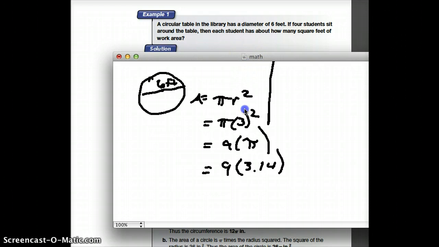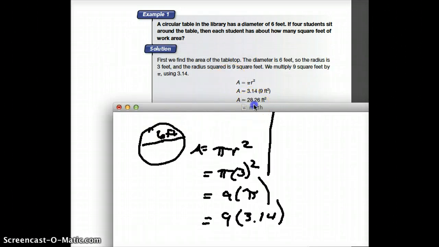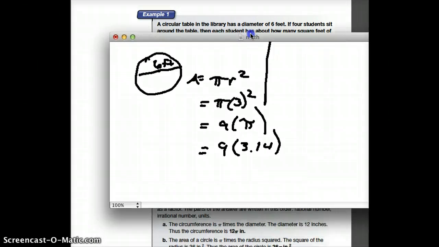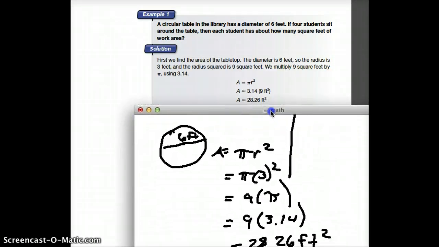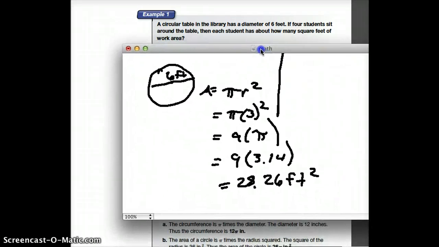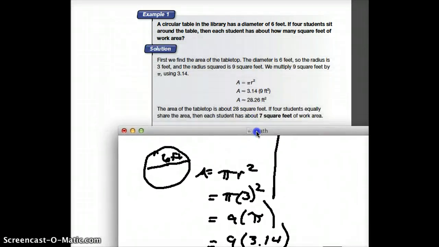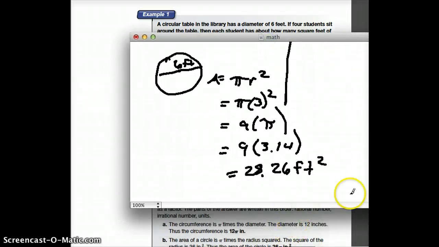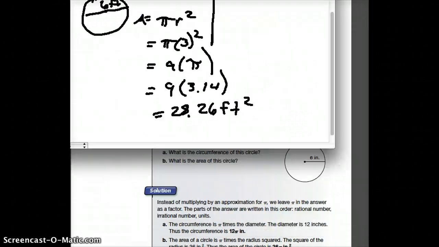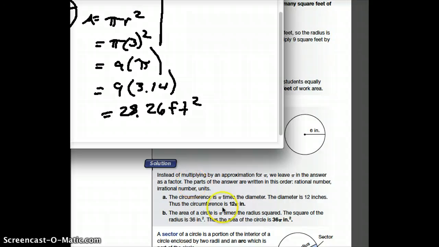All right. You should get, I have it right here, 28.26. Okay, 28.26 feet squared. And in this case, because there are 4 students, you would divide that by 4. So the answer actually would be around 7 feet, because you divide it by 4. All right?